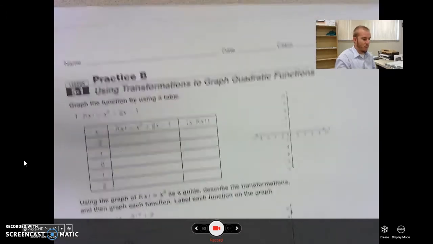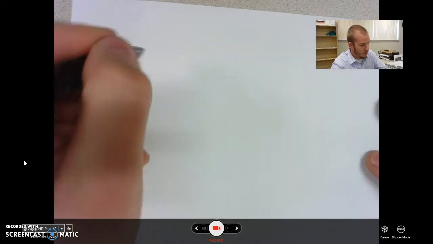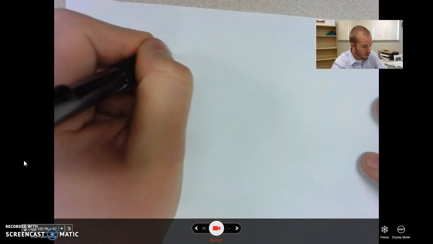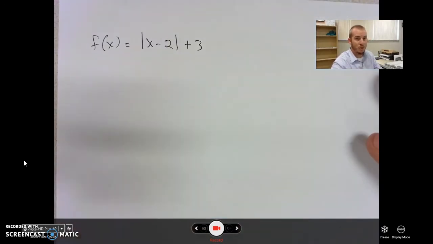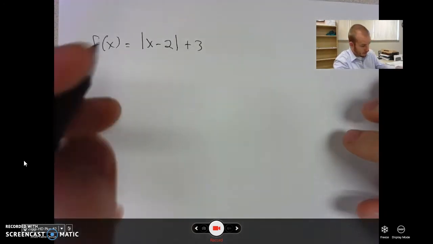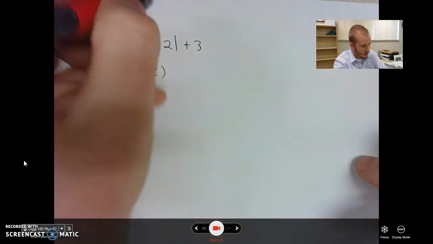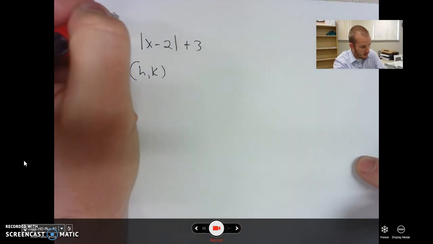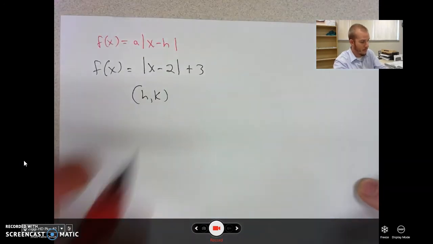So just to give you a little refresher on that, if we had a function like f of x equals the absolute value of x minus 2, plus 3, well, the graph of an absolute value should always look like a V or an upside down V, and you can move it left and right, up and down. The center is going to be h comma k, where the function is written as a times the absolute value of x minus h, plus k.